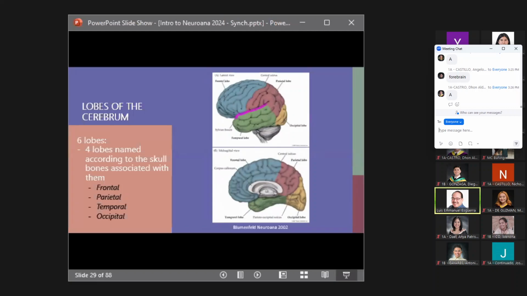So the frontal lobe is separate, but the anterior part of the parietal lobe is the one that separates it from the temporal lobe. So yes, that's the lateral fissure. Now, the boundaries between the posterior parietal, temporal, and the occipital are a little bit indistinct, somewhat arbitrary here.